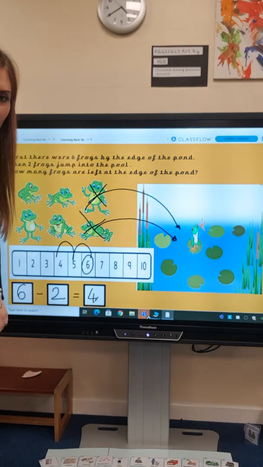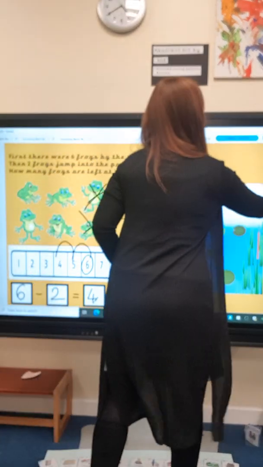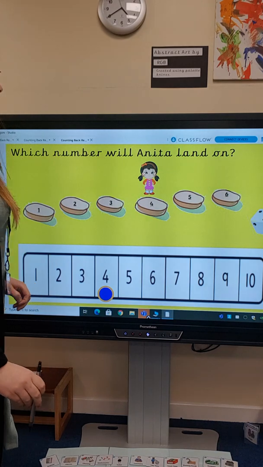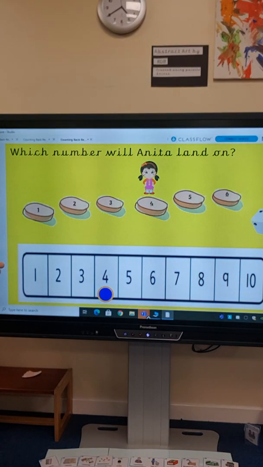And that's how we've done it on our number line. Let's have a look at our next maths problem. Which number will Anita land on?